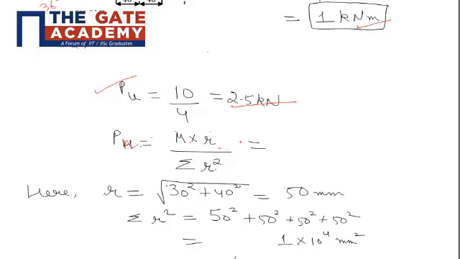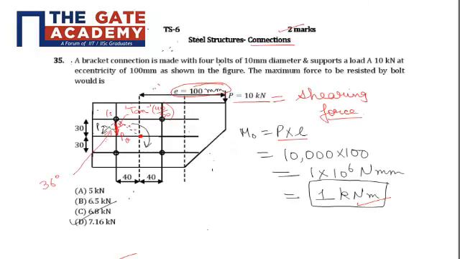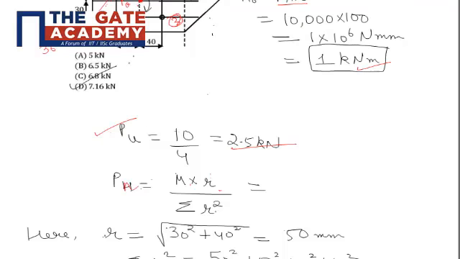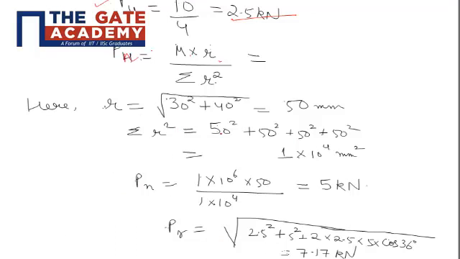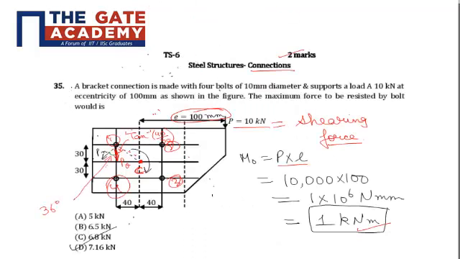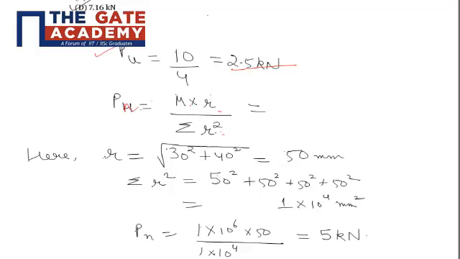Now here all the bolts, that is the bolts marked as 1, 2, 3, 4, are equidistant from the centroid, marked as dot C. So R will be the square root of 30 square plus 40 square, that will give us this hypotenuse. So R is 50 mm.